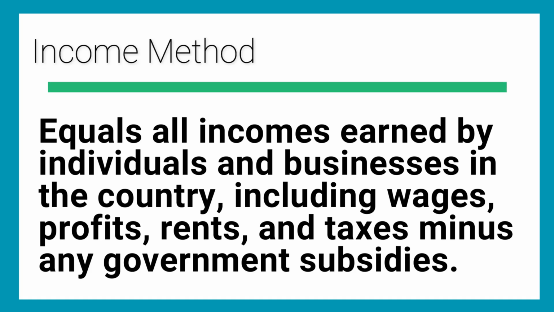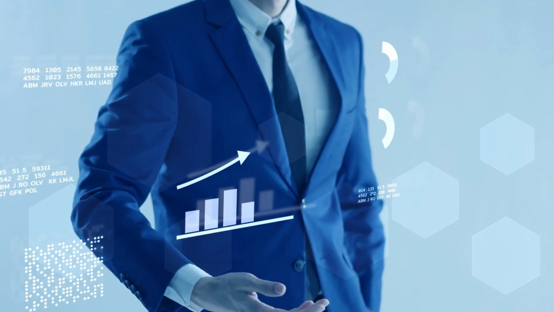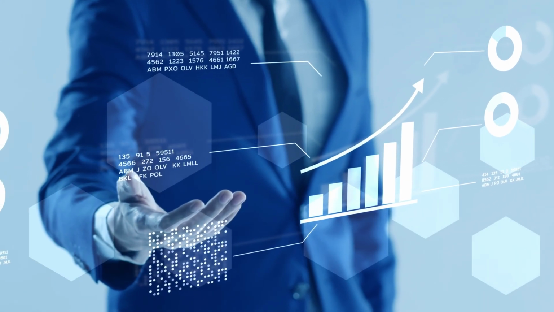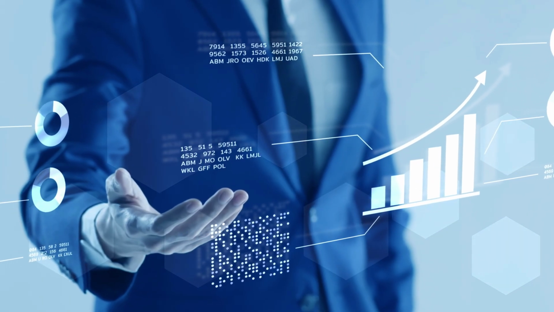Our second way to calculate GDP is the income method, which equals all incomes earned by individuals and businesses in the country, including wages, profits, rents, and taxes, less any government subsidies. This calculation should look very similar to the expenditure method, and the Federal Reserve will do both of these calculations to make sure they are in line, to make sure they're providing accurate GDP data. Now, the income method, this is where they're gathering statistical information primarily from the IRS, but there's some other government sources that are going to be providing data so they can do this calculation.